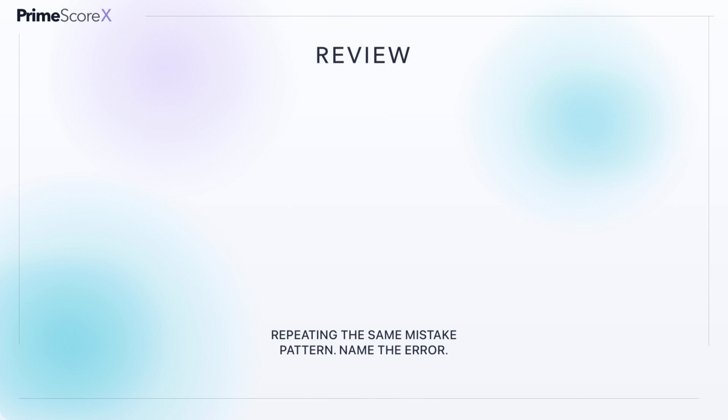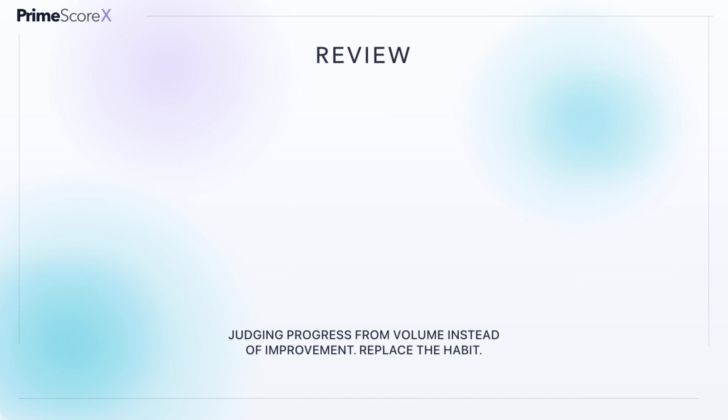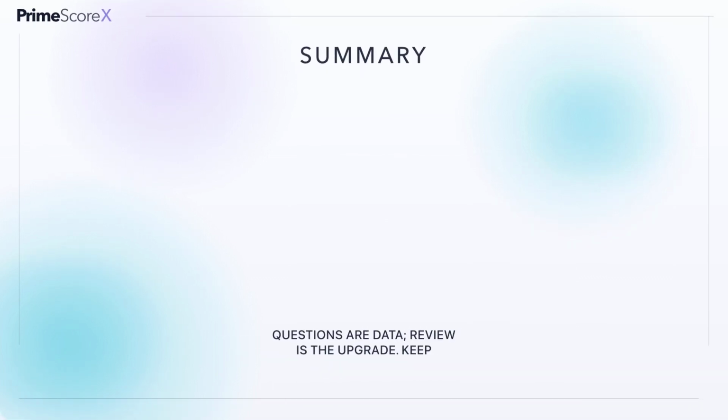When you review, name the exact error. One common issue is repeating the same mistake pattern. Do not write a vague note like, "I need to study more." Write the real cause. Was it timing, vocabulary, unit control, evidence, sequence, calculation, or misreading the prompt? Specific errors create specific fixes. Another common issue is judging progress from volume instead of improvement. The solution is not to feel bad about the miss. The solution is to replace the habit. Create one rule you will use next time, then test that rule on a small set of new questions before moving on to a full section.